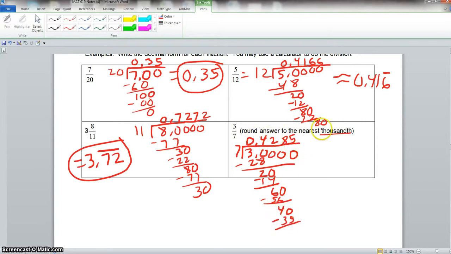Now remember, we want to round to the nearest thousandth. So we look at this 10,000ths place. If this number is 0 through 4, we will leave this 8 the same. If this number is 5 through 9, we will add 1 to this 8 and drop everything behind it. So since this is 5 through 9, we will add 1 to the 8. So our answer would be 0.428. It'll be approximately. And that is our final answer.